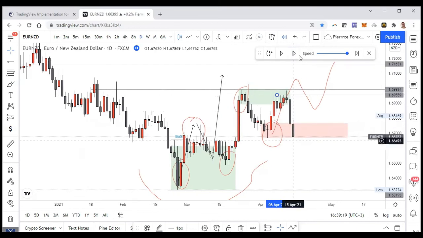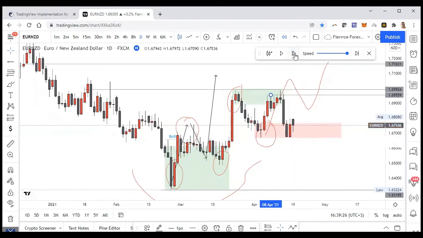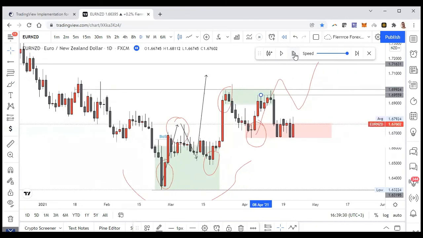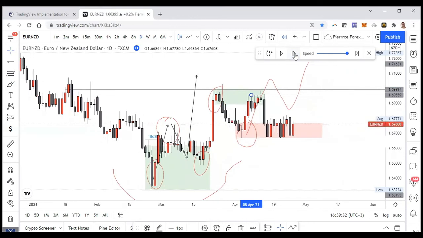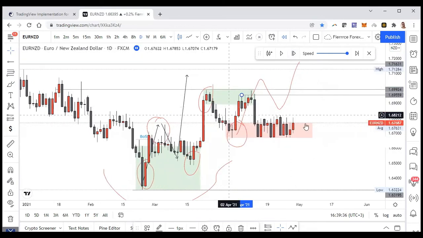And now it looks like it wants to break past that demand zone. Doesn't really quite do so. There's a bit of a rejection, and then we now see some consolidation. And so what would you be doing here? Would you be taking buys or sells?